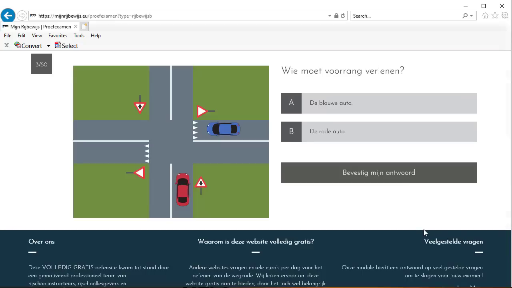Who must give priority? The question is, who must give priority? Option A is the blue car, option B is the red car. The right answer is the blue car, because the blue car has sharp teeth, so he has to give priority to the traffic coming from the other roads, on the priority roads.